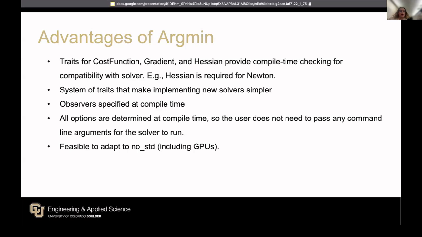Awesome. Thanks, Danny. And for Argmin, a lot of the advantages we found is it leverages Rust's pretty strict type system and the traits that it allows you to create for cost function, gradient, and Hessian, so that at compile time, you know that you have the required data for your solver to be able to converge accurately. And also these traits help to implement new solvers within Argmin. You can say, I need the gradient and the Hessian for my solver to work. And so you tell the Rust compiler that the user must have these two traits implemented to be able to use my solver. And observers are specified at compile time.